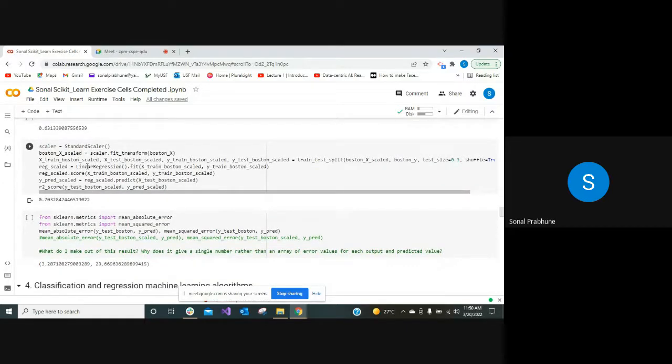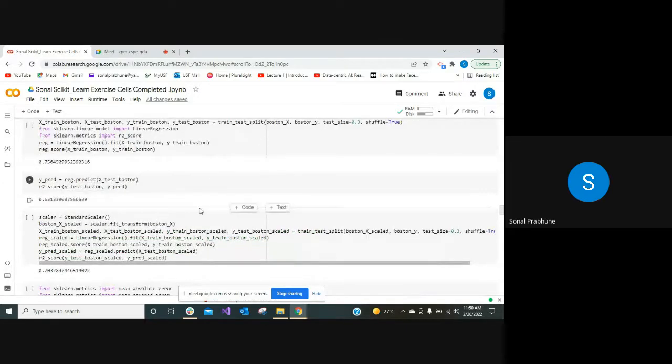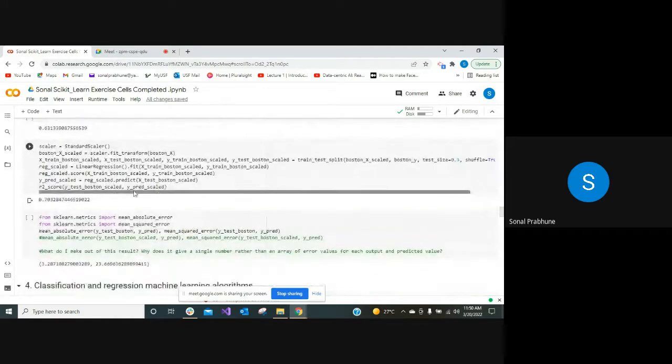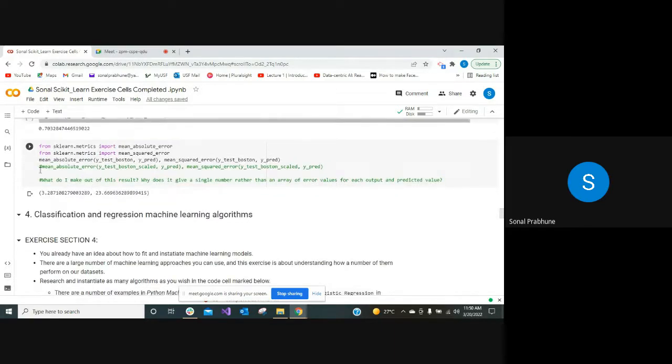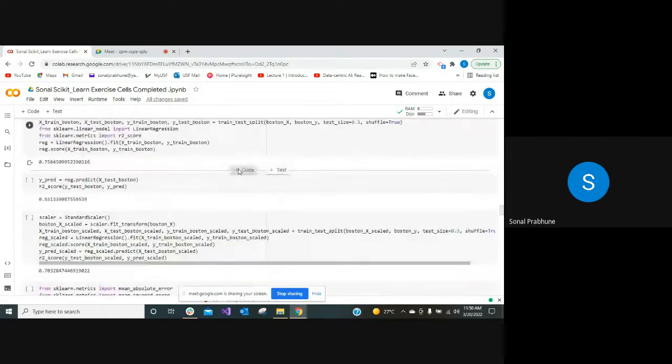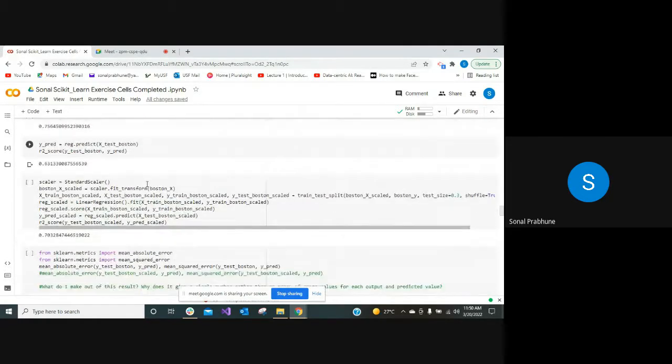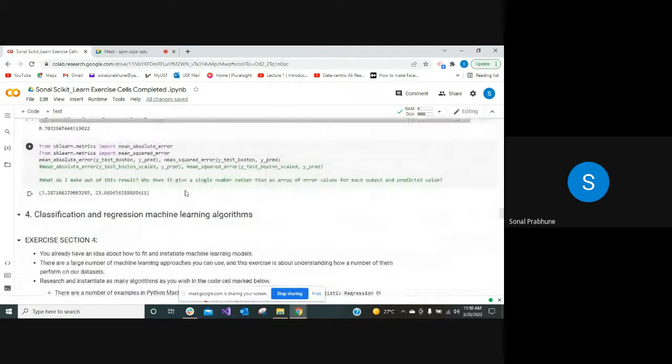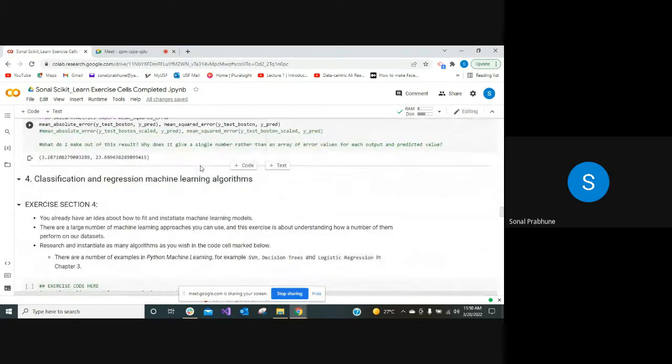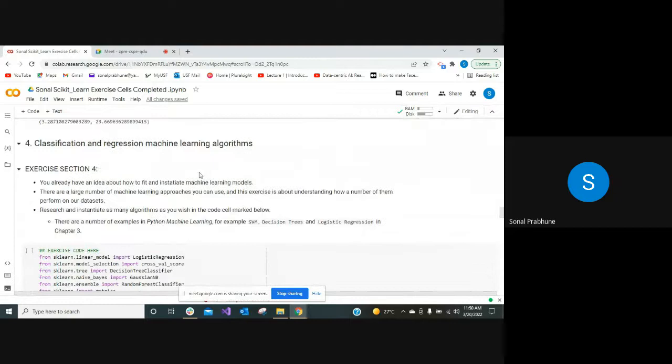Then we were supposed to do the same thing after standardizing the data. These are basically the same steps, but I applied standard scaler to the inputs first. Then these are the same evaluations, with R square, and this one uses the mean absolute error and the mean squared error. The next part, part 4, was classification and regression problems.